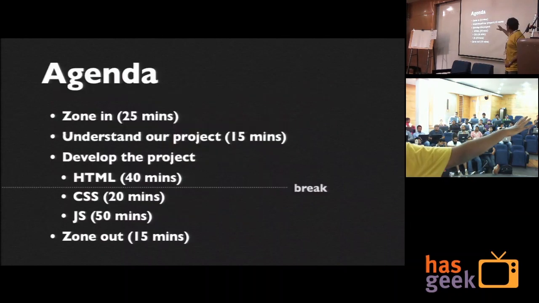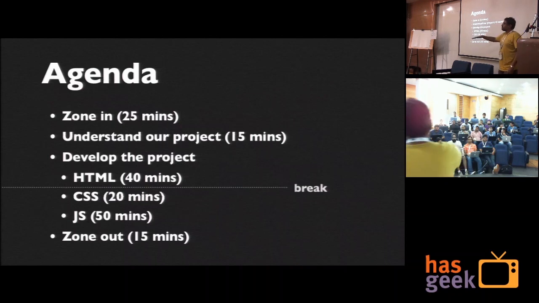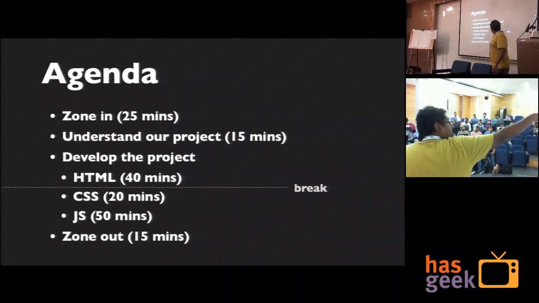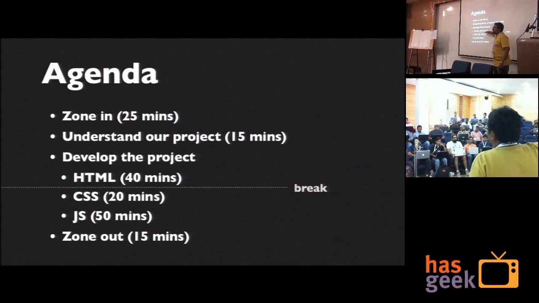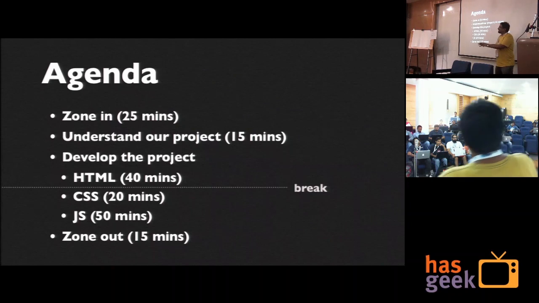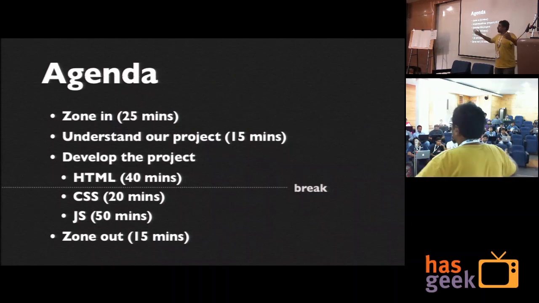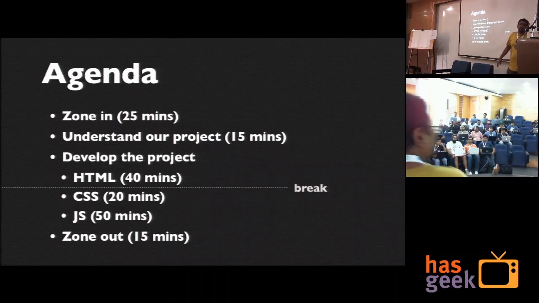Next, the agenda. The first 25 minutes I put in for zoning in before we start coding. A few activities we want to do: we want to start understanding the project in the first 15 minutes. After that, we'll start developing the project. We'll take a break after we are done with our HTML. And then we move on to CSS and JavaScript. And at the very end, we'll zone out a bit and talk about a larger picture, a few closing points and things like that.